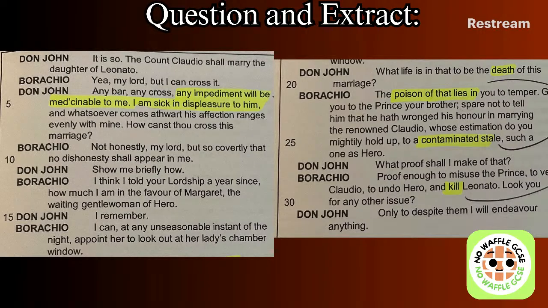What this means is the literal plot where you've got Claudio and he mistakes Barrachio and Margaret for being Hero, and he thinks Hero is having an affair, as they're embracing each other.